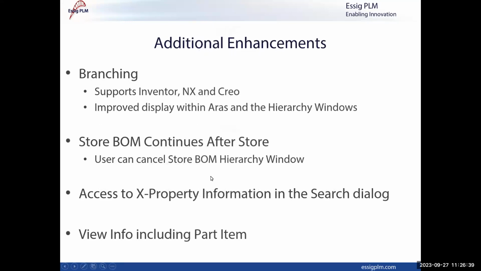There's a whole bunch of other enhancements, branching, and I'll just quickly fly through this. Improvements for the X properties. Now the store BOM: after I do this, instead of being prompted, do you want to do a store BOM, you have the ability to say, yep, I always want to do a store BOM. And then view info, including the part item. So if you view info, now you can see the part item. If I have a generic, it's got 5, 6, 20 different part items that are related to it, such as from the configs. I can see all that in one view.